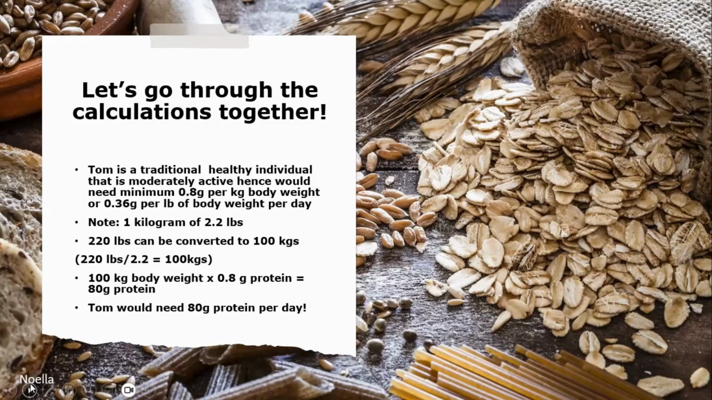So if Tom is 220 lbs, we can convert his body weight to 100 kgs. So 220 lbs divided by 2.2 would be 100 kgs. And now 100 kg body weight times 0.8 gram of protein would give us 80 grams of protein per day. And so we conclude that Tom would require 80 grams of protein per day.